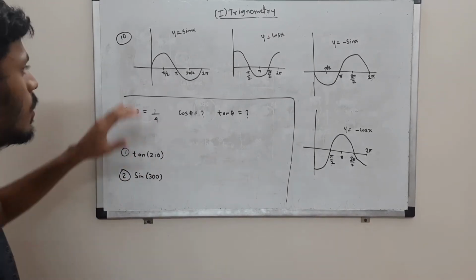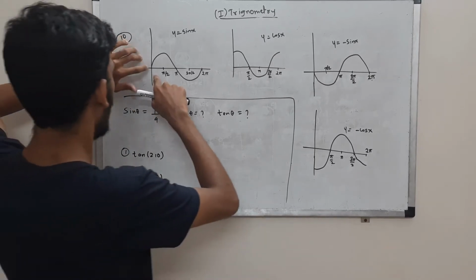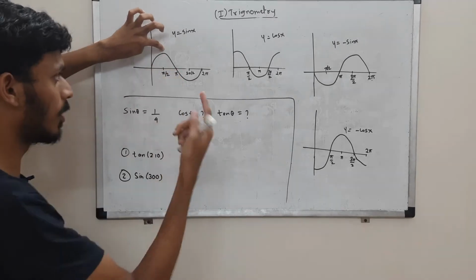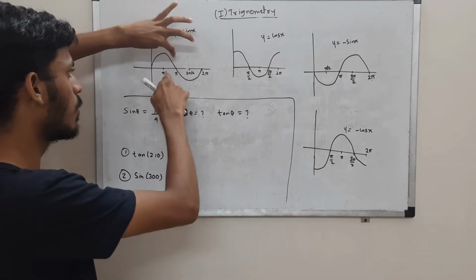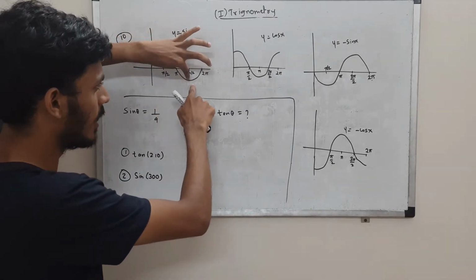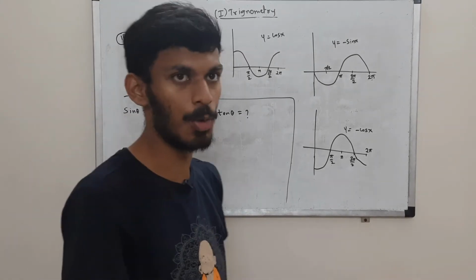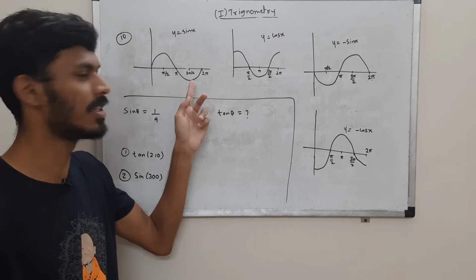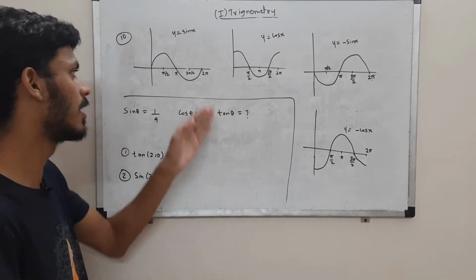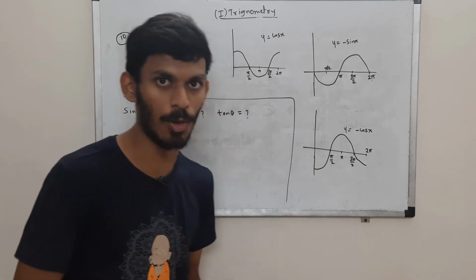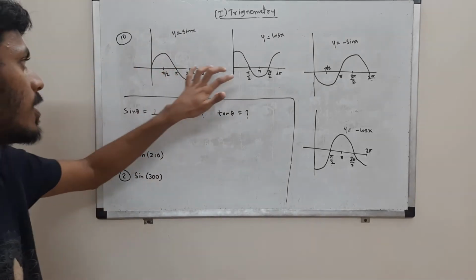So sin 0 is 0, sin 90 or sin pi by 2 is 1, the maximum value. Again sin pi is 0, sin 270 or sin of 3 pi by 2 is minus 1. These are higher values which we didn't discuss in the table. And sin of 2 pi, which is 360, is again 0. For multiples of pi, the sin function is 0.